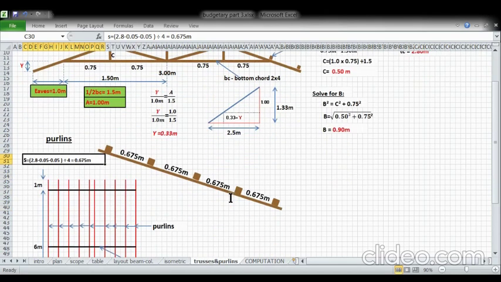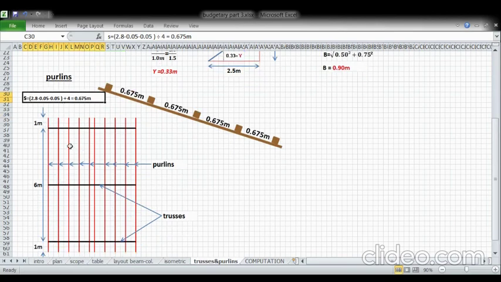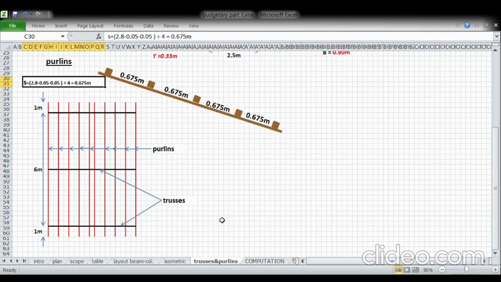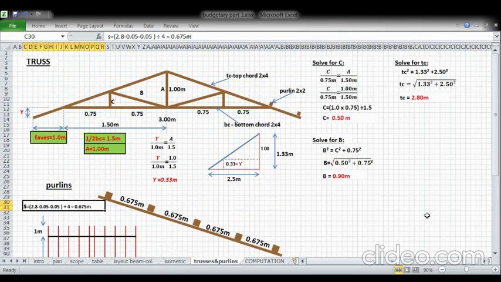Ito naman yung layout ng trusses niya. Meron siyang tatlong trusses, yung black line. Tapos, yung red line siya yung quadrants. So, yan yung layout niya. Screenshot niyo na para mapag-aralan niyo later on.